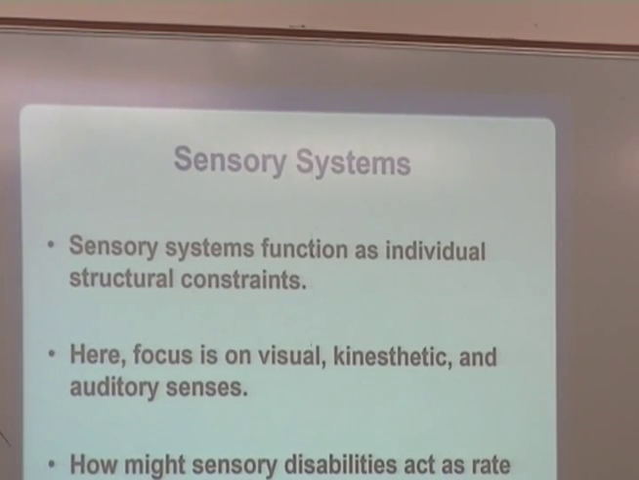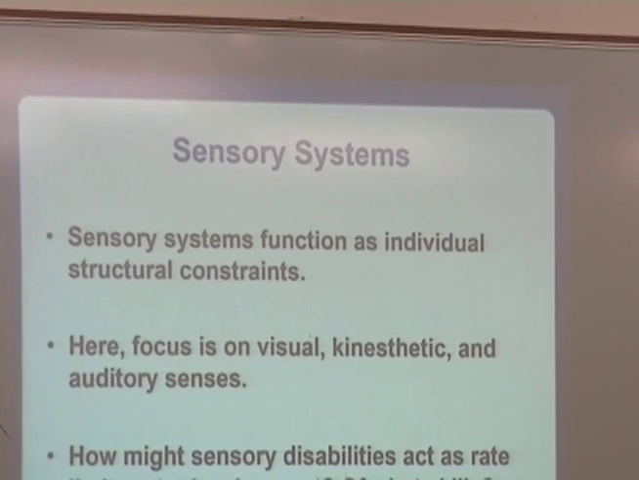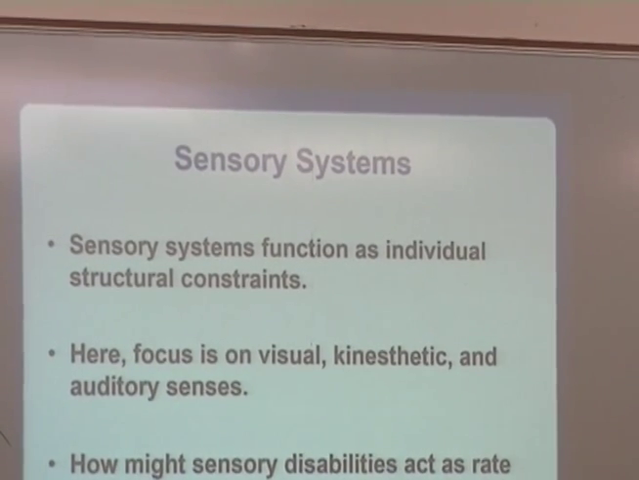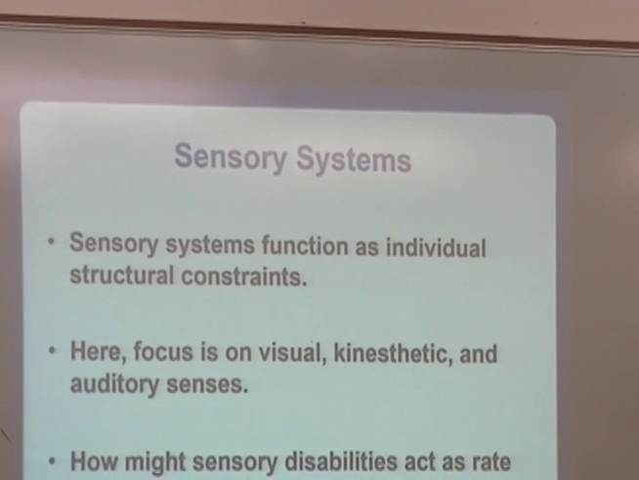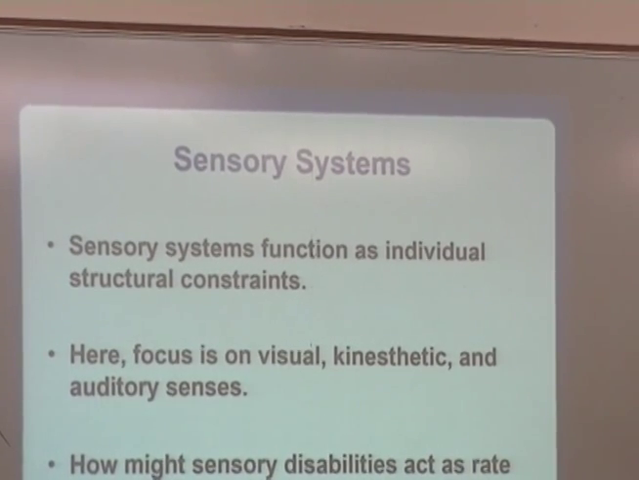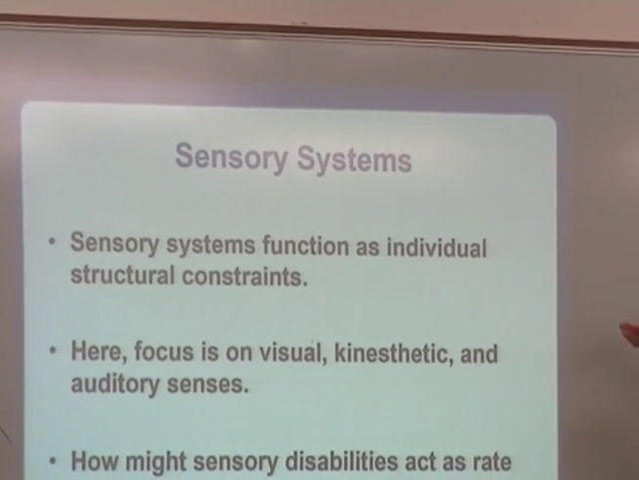So our sensory systems function as individual structural constraints, in that there are receptors, specific cells, that are responsible for triggering the signal to the brain. So in my eyes, there are cells in the back of the retina that have to reach threshold in order to send a signal to the brain that you're seeing something. Okay?